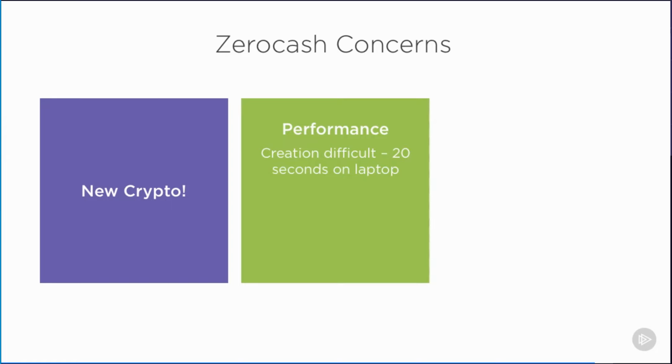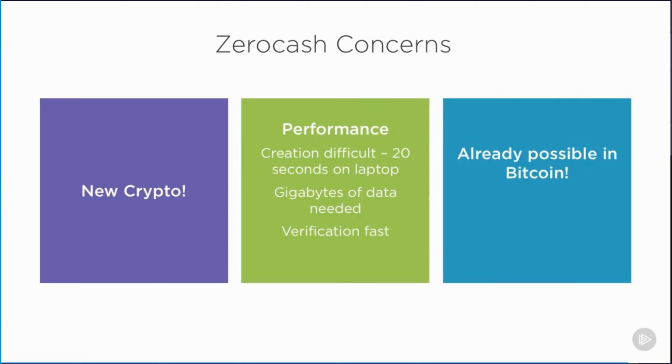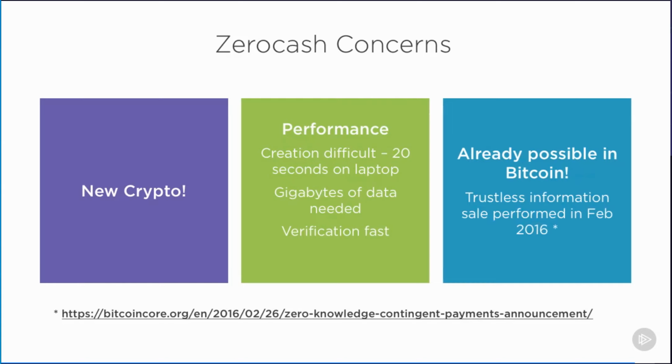modern laptop, and gigabytes of data to support them, so mobile phone transfers are probably not possible at this point. Transactions are, however, quickly verifiable, so there is a lot of promise. Interestingly, zero-knowledge proofs have already been demonstrated in February of 2016 directly on Bitcoin to provide the kind of trustless sale of information I described with the Sudoku example.